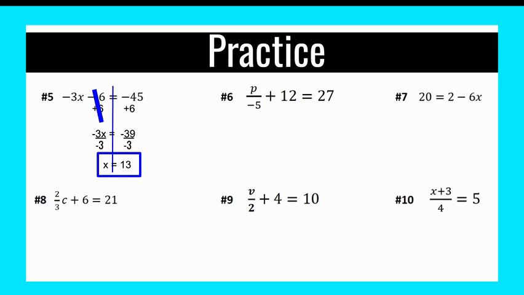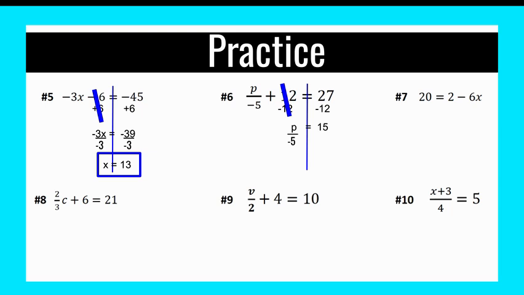So if I look at my next example here, I see p is being divided by negative 5, and it's also adding 12. So again, the thing we're going to start with is undoing addition and subtraction. So I'm going to subtract 12 from both sides. Positive 12 minus 12 will go away. 27 minus 12 is leaving me with 15. So I have p divided by negative 5 is equal to 15.